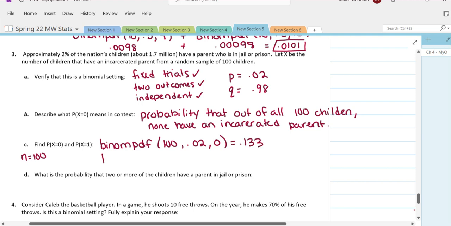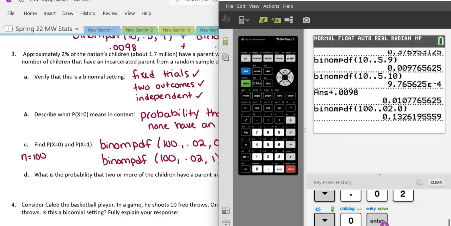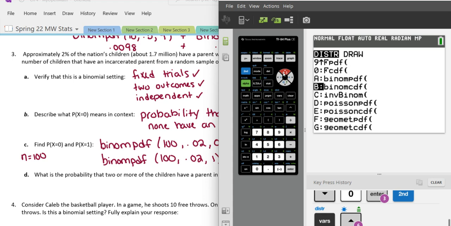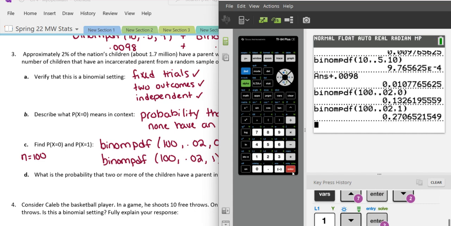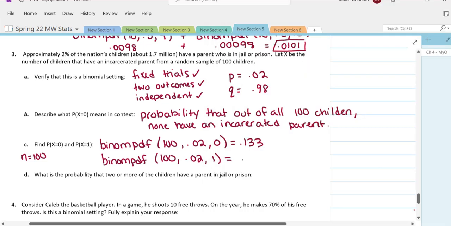Okay, then you're going to do the same thing for the probability of 1. You're just changing the 0 to a 1. So second distribution, we're going to change the x value to a 1. And that's going to be 0.271. All right, so fairly high probabilities there, because you have more trials. You have 100 trials there.